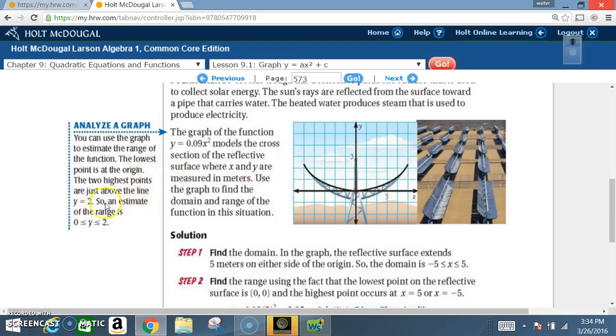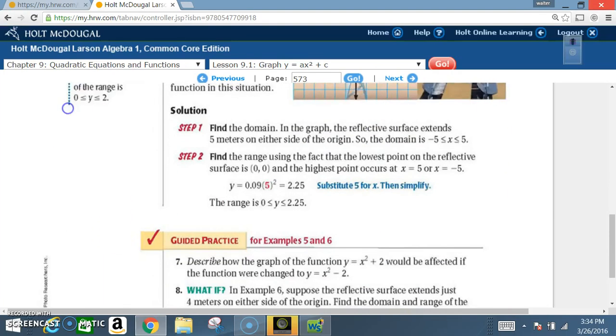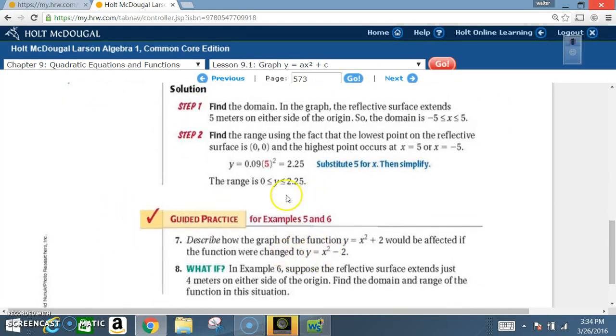So an estimate of the range would have been y is greater than or equal to 0, and y is less than or equal to 2. That would be an estimate. But the exact figure would have been y is greater than or equal to 0, and y is less than or equal to 2.25. Okay, that concludes our lesson, so let's get started with the assignment.